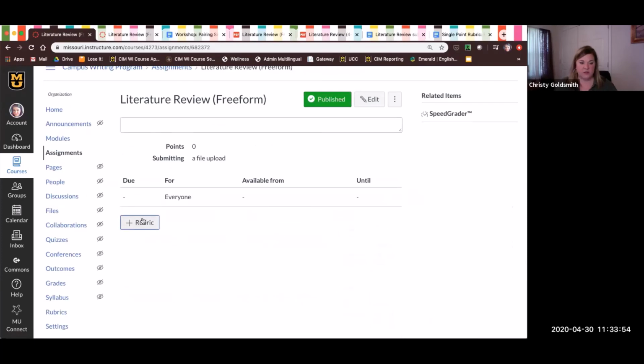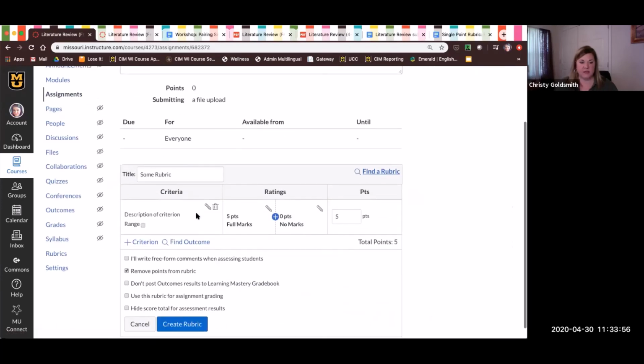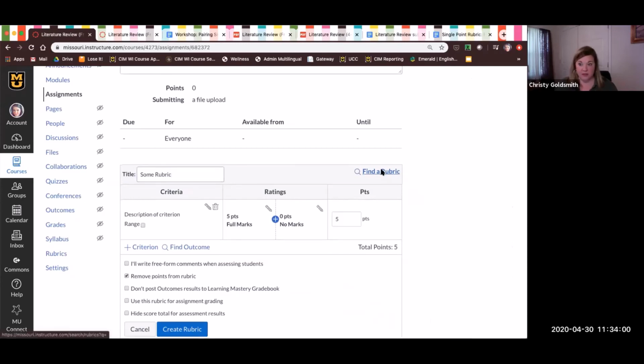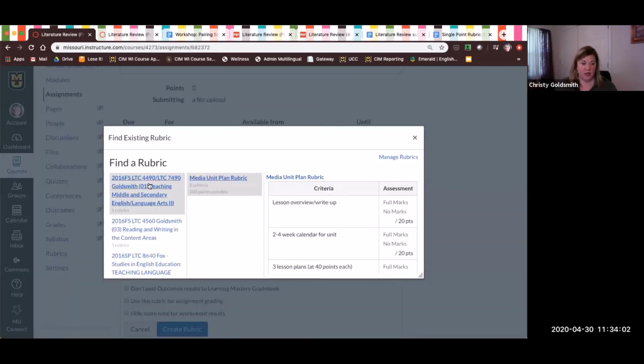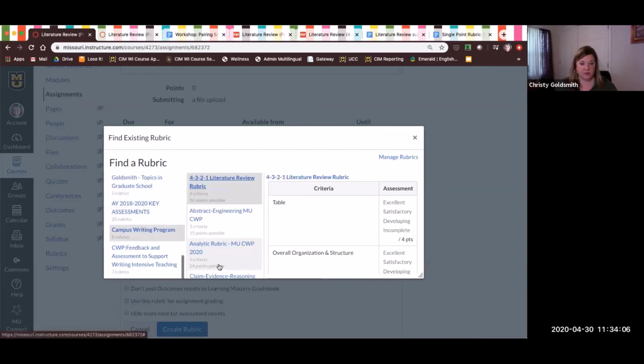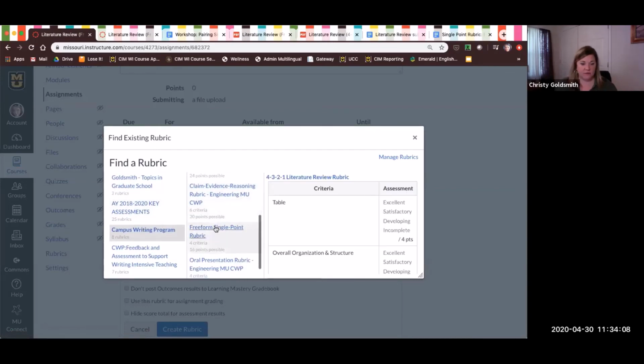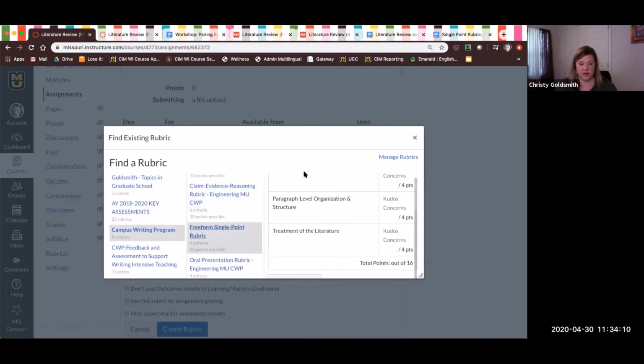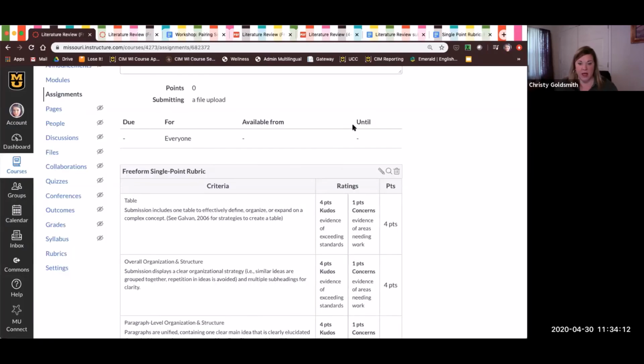So all you have to do is click the plus rubric button, and it's going to pull up immediately for you to create a rubric, but you can find the rubric you've pulled into your course. And so I can go down to my course and say, oh, I have some in Campus Writing Program. Oh, I want the Freeform rubric. And then you just have to hit use this rubric, and it'll pull it in.